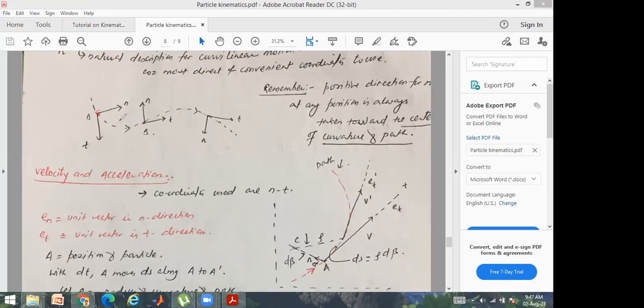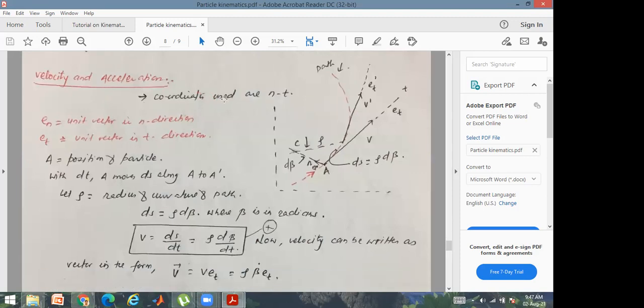T is the tangential, so we need to draw a tangent to the path at any point. Suppose I want to find it at C, so I'll draw a tangent to this path at point C. Similarly, n should be drawn towards the center of the curvature. The curvature is this side, so n should be drawn towards the center of the curvature. This is what you should remember.